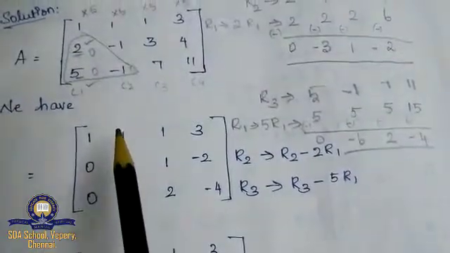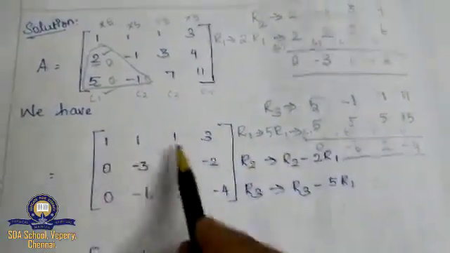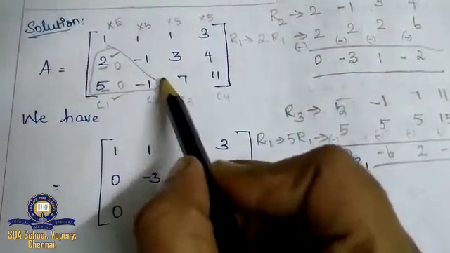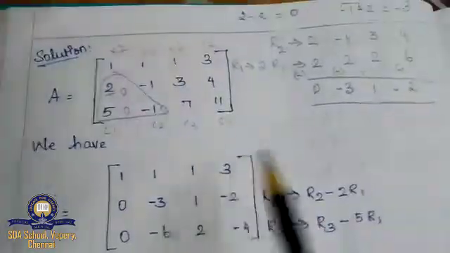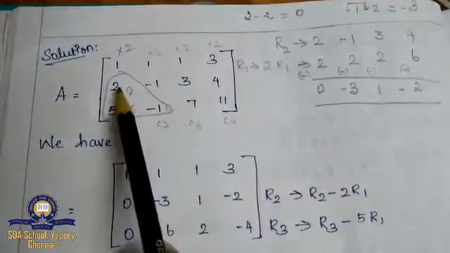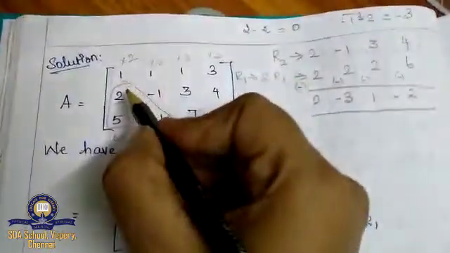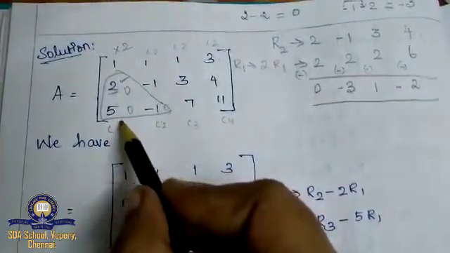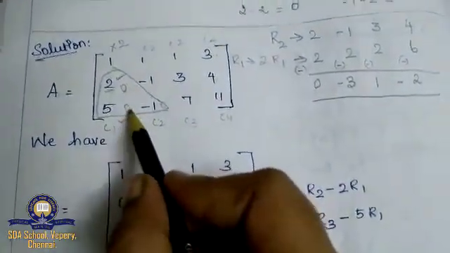So one more thing, which term do I need to make 0? My minus 1. So this minus 1 I have to make 0. So I made this element as 0. So the first part is over. Next part is what? I need to make my 5 as 0.